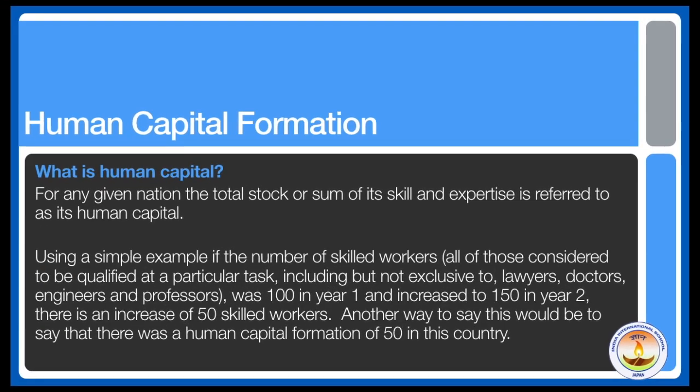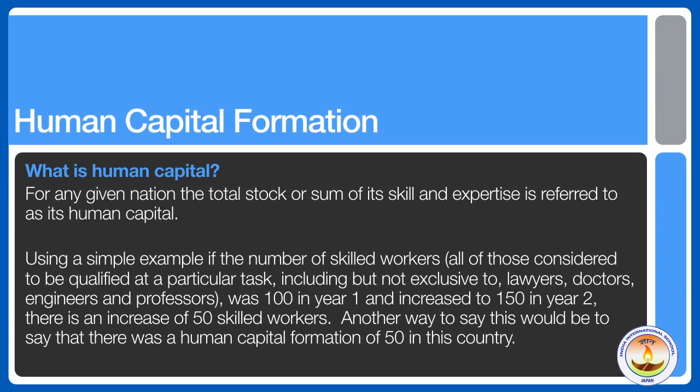The first section of this book talks about what human capital formation is and how we count it. It goes through a very simple numerical example, but I'm going to go through one even more relatable. Let's say in our country, in year 1, we have 100 lawyers, doctors, engineers, and professors in total. And in year 2, we've now got 150.